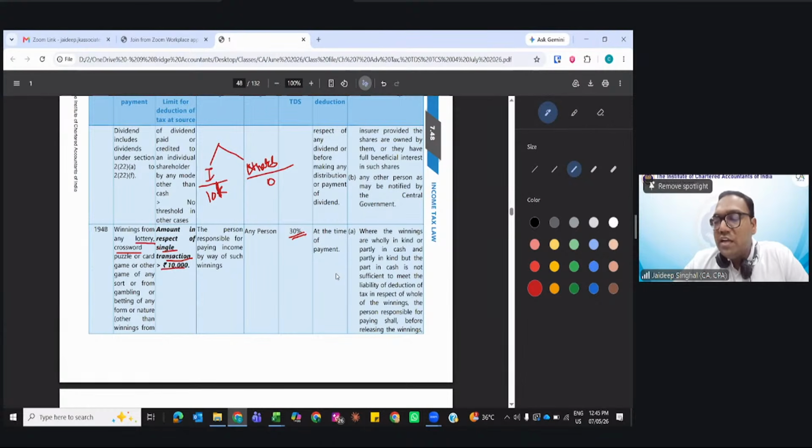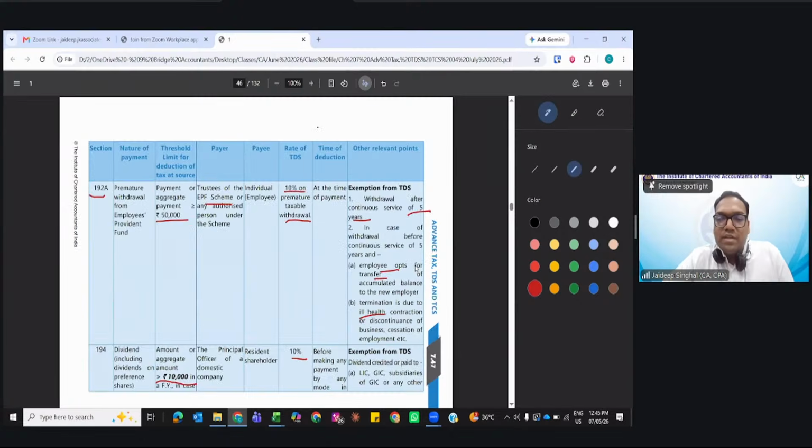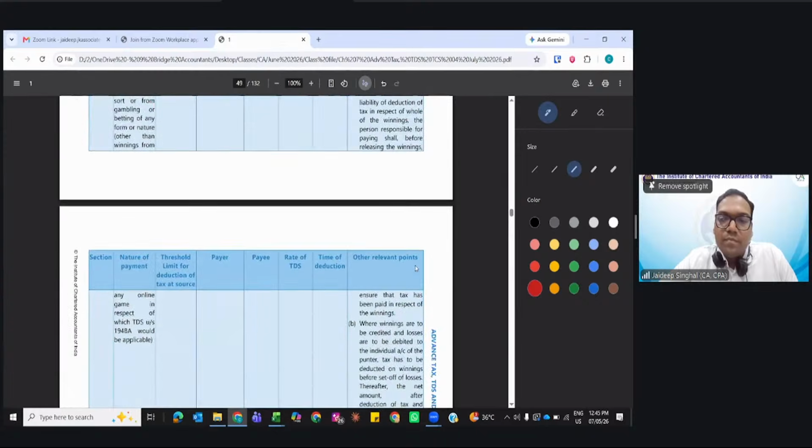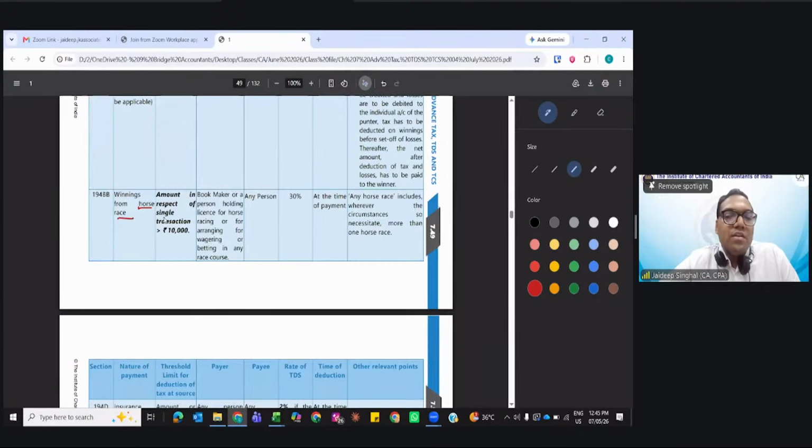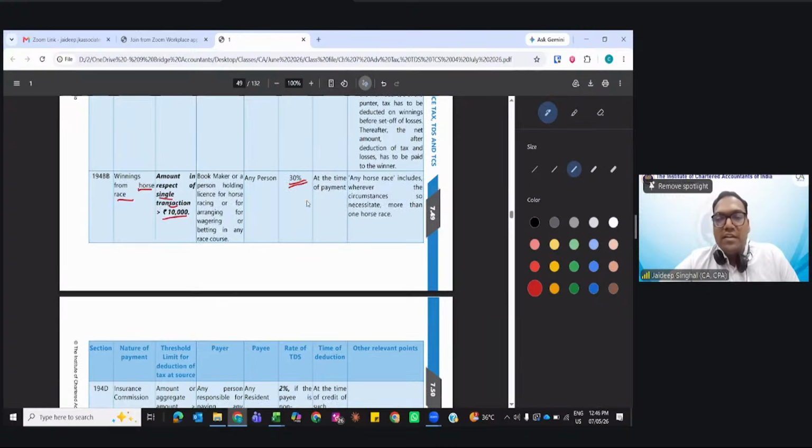Let's suppose you have won a car in a lottery. Then either the winner pays the tax and gives the challan, or the winner pays the amount to the deductor and the deductor will pay the challan. But the deductor has the responsibility to ensure this before handing over the gift, whether it is in cash or in kind. So the same provisions apply. Race horses: again, at which rate is this income taxable? In a single transaction greater than 10,000, 30% TDS will apply.